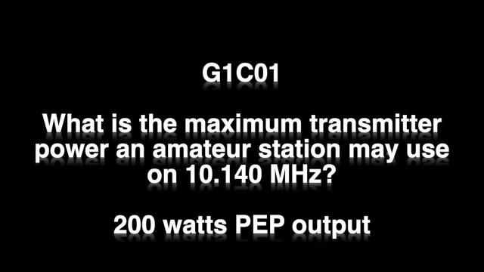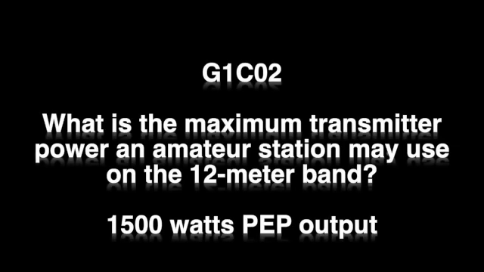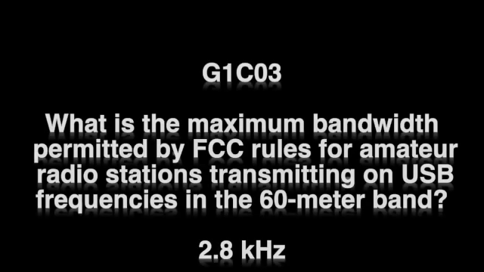G1C01. What is the maximum transmitter power an amateur station may use on 10.140 MHz? 200 watts PEP output. G1C02. What is the maximum transmitter power an amateur station may use on the 12-meter band? 1500 watts PEP output. G1C03. What is the maximum bandwidth permitted by FCC rules for amateur radio stations transmitting on USB frequencies in the 60-meter band? 2.8 kHz.